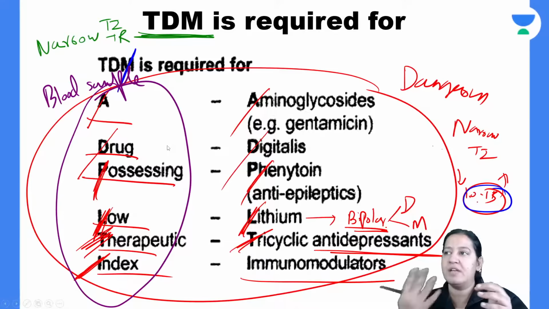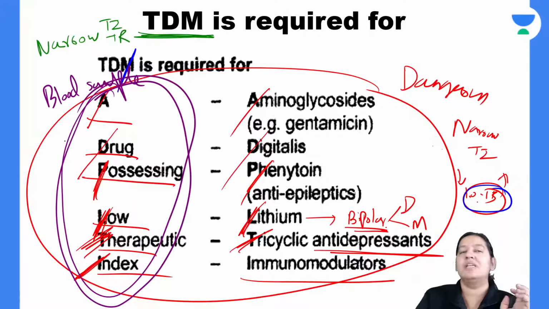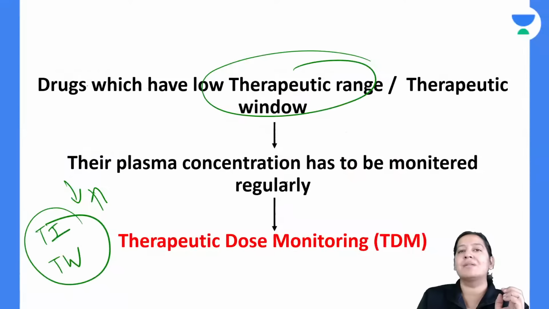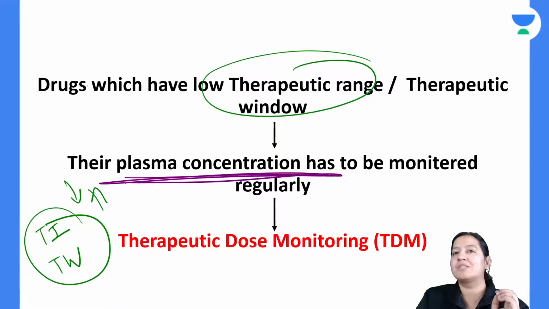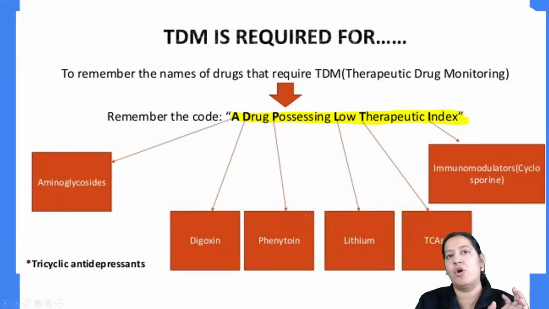So every alternate day or every week they have to do this test. As long as they are on these drugs, they have to do therapeutic dose monitoring. Give me a thumbs up. So that is the plasma concentration of the drug we are measuring. Plasma concentration is monitored regularly. Now every day we cannot do it, so every week or every month we do that, right? Every day we cannot give the blood sample.